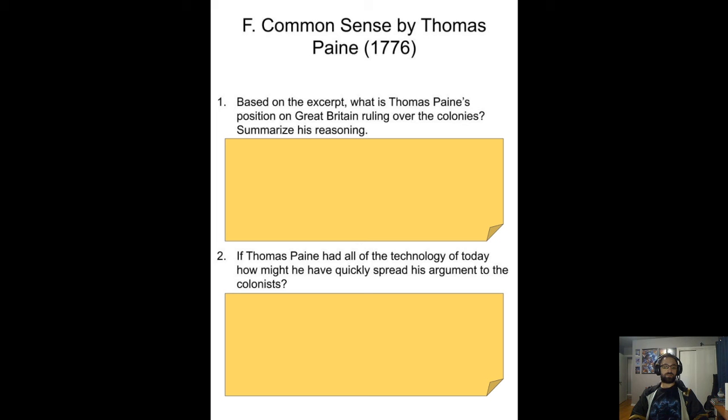And number 2, it says, if Thomas Paine had all of the technology of today, how might he have quickly spread his argument to the colonists? Because, like I said, Common Sense got so popular because he communicated it in common language to the common people. So if someone now were to publish something like Common Sense, how would they spread their argument? How would they communicate it to us? What platforms would they use? Okay. So that is our last question for source F.